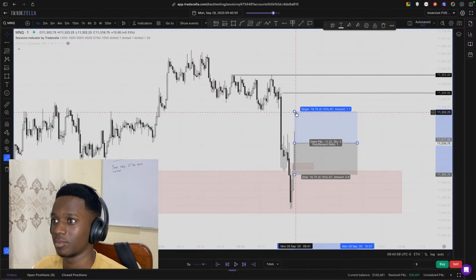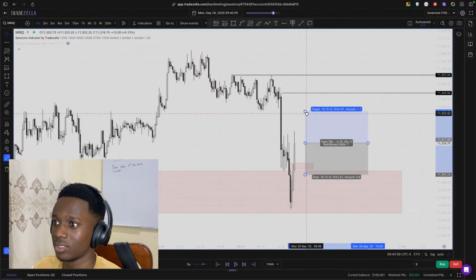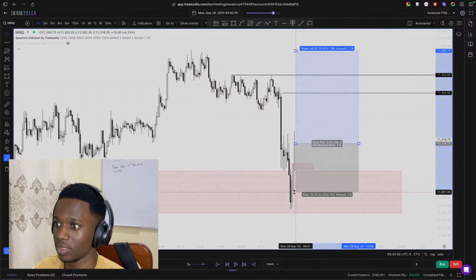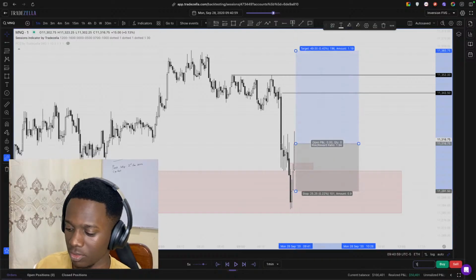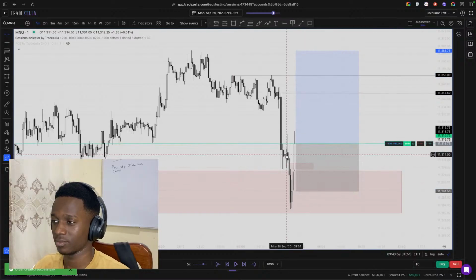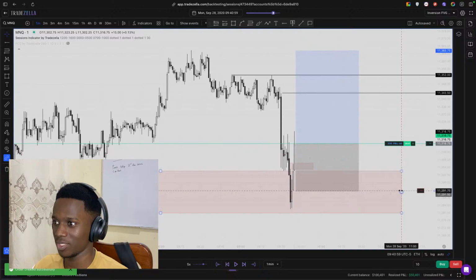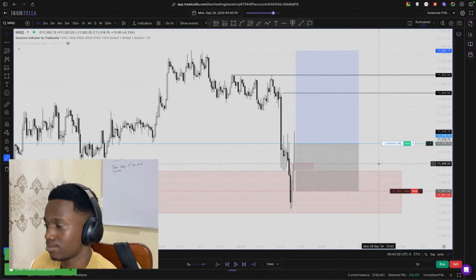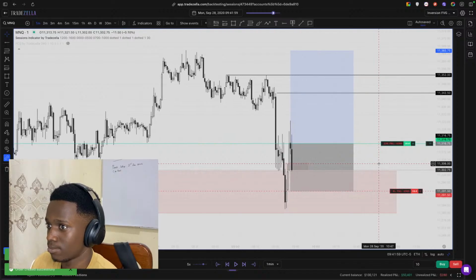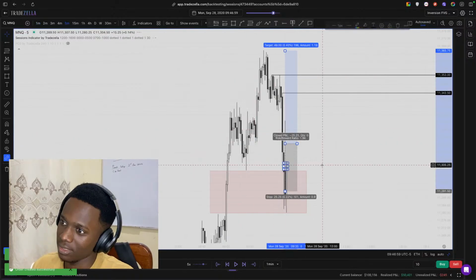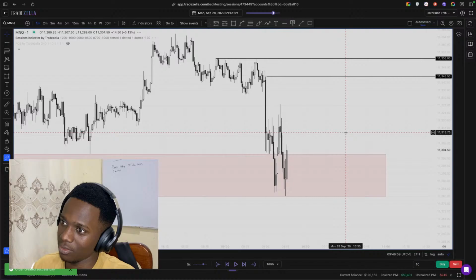So I might take some longs towards here, and my stop will be somewhere here as well. So that will be 10 micros long. If I get stopped out right away, that would be insane. Yeah, stopped out right away.